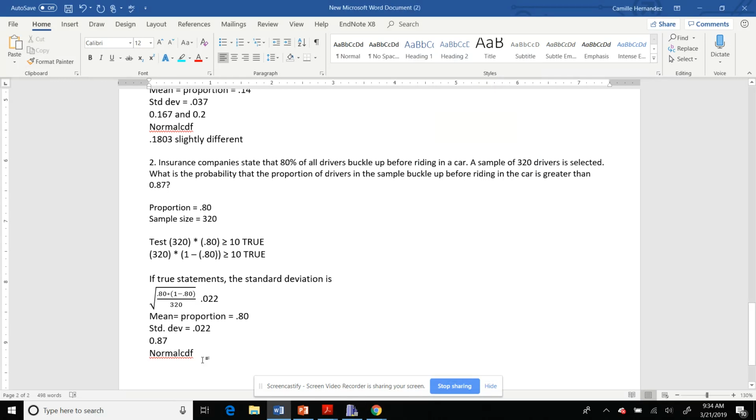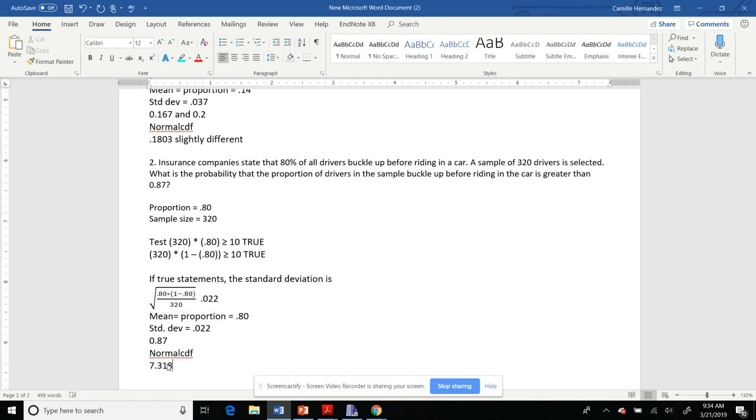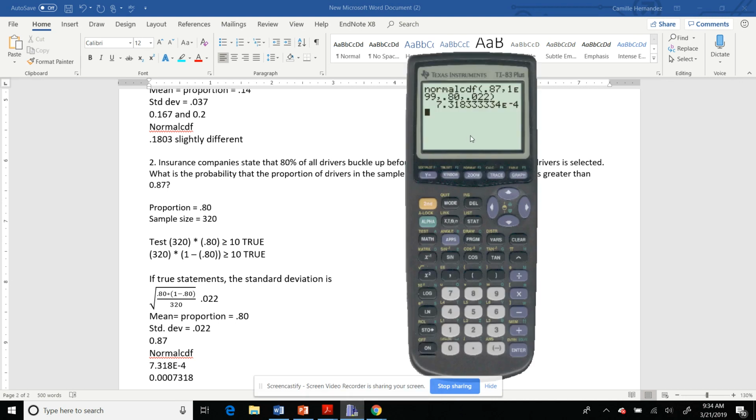So I've got 7.318, and I'm going to do that e to the -4. All that means is this: 0.007318. So this e to the -4 means move your decimal 4 places to the left. So if I had it here and I moved it over, that's what I got. Again, my numbers are off because I'm rounding a little differently on the standard deviation. Whatever the videos have told you in the guide, go ahead and do that.